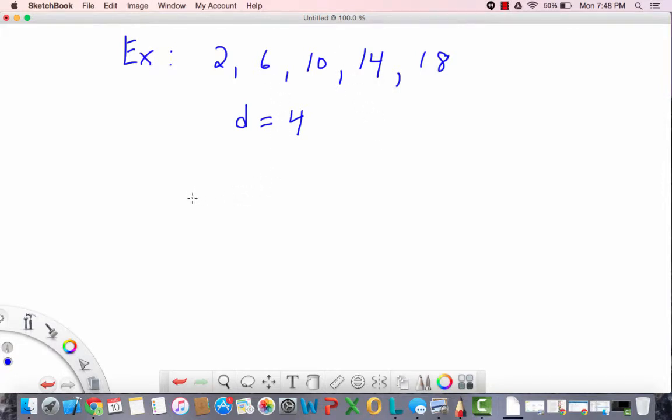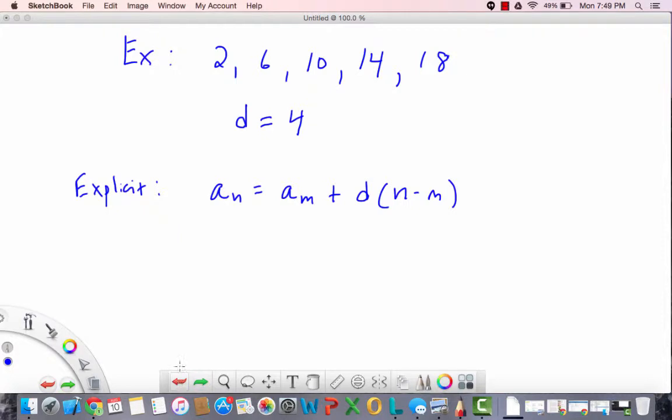Now, we can model an arithmetic sequence in two main ways. The first way is with an explicit formula that looks like this. A sub n equals A sub m plus D times parentheses n minus m. Now, n and m represent position numbers. So, for example, coming back up here, this is position 1, this is position 2.